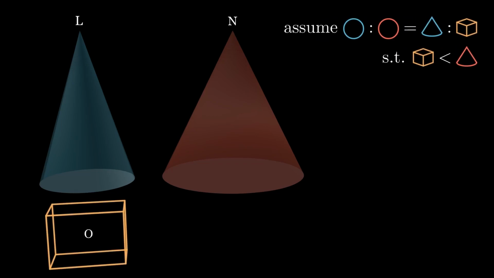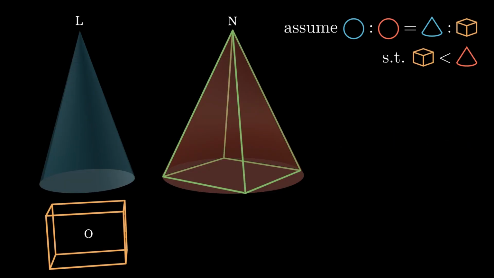Assume the base L to the base n is proportional to the cone L to the solid O, where the solid O is less than the cone n. Inscribe a square in the circular base of cone n. As we've seen before, the square is greater than half the circle. Make a pyramid from the square of equal height to the cone. Then the pyramid is greater than half the cone.